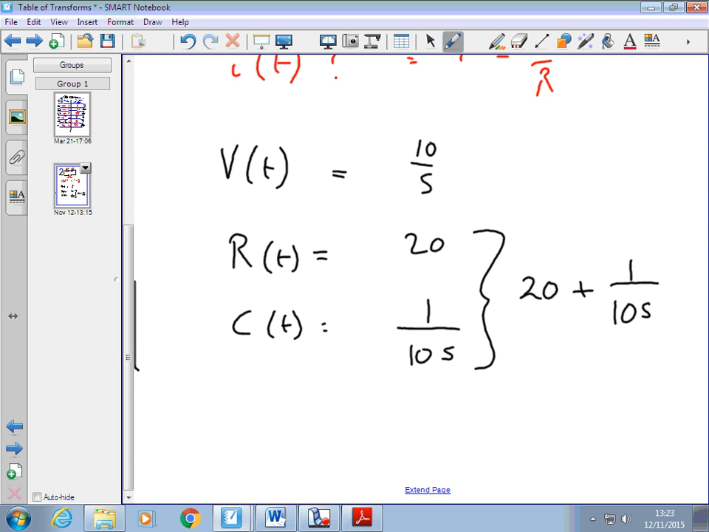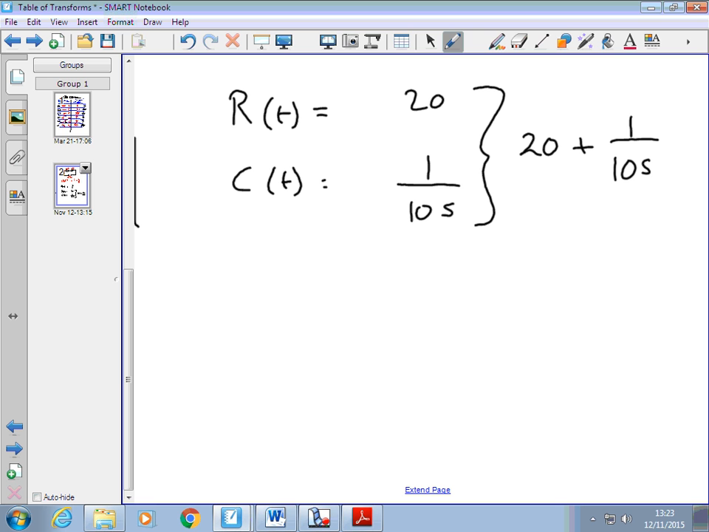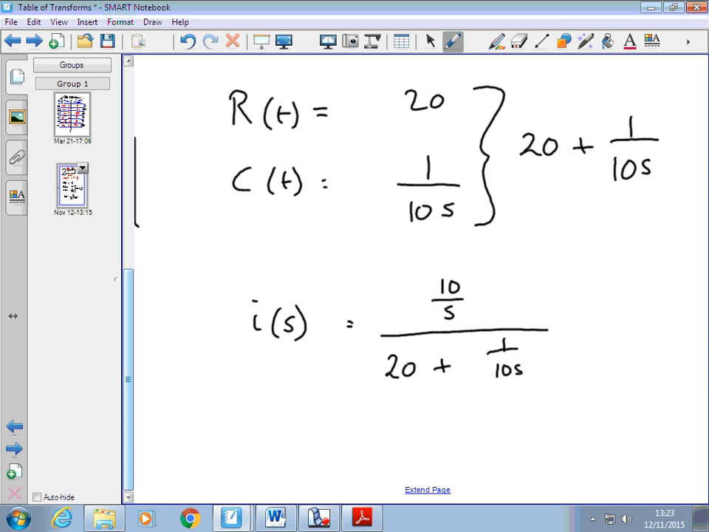This is now in S space, this new dimension which allows us to do this. They're transforms, yeah. So the current in S space, because we transform now, is a voltage which is 10 over S over 20 plus 1 over 10S.